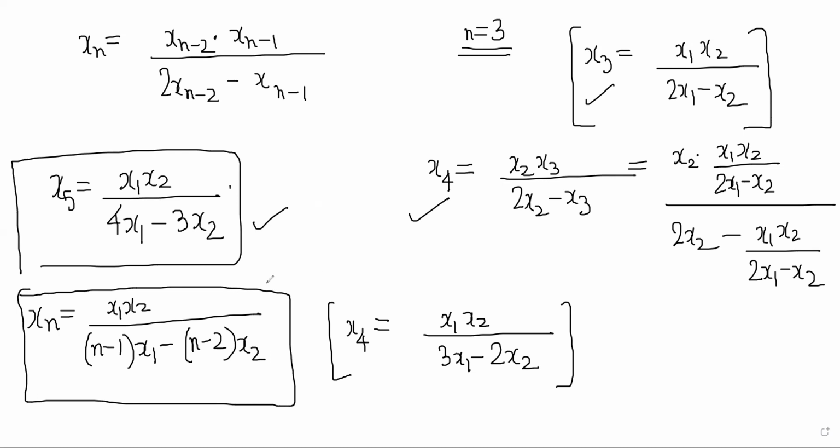I will not do that proof. That proof is pretty straightforward. What you will say is, let's assume this formula is true for xn, and from this formula, try to get the formula for xn plus 1. Prove that formula, and then you will confirm by induction that this is the condition, right?